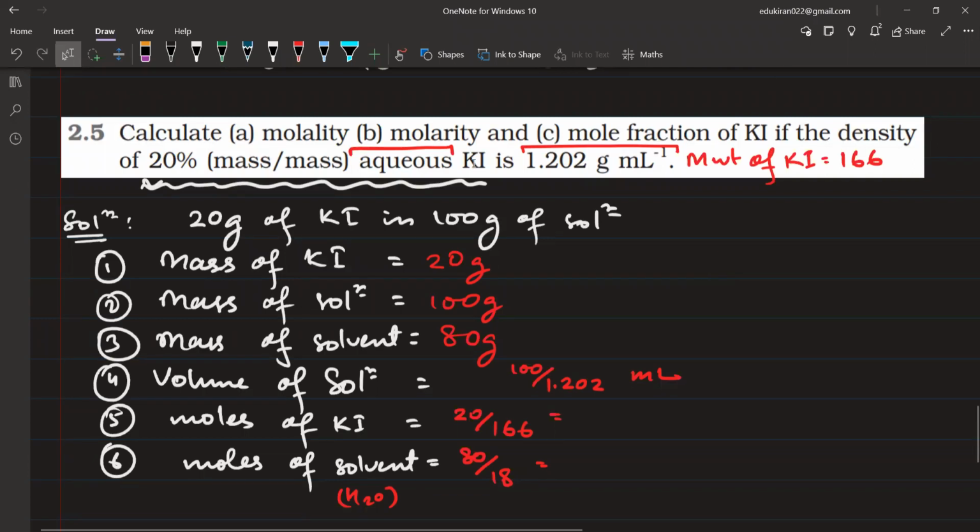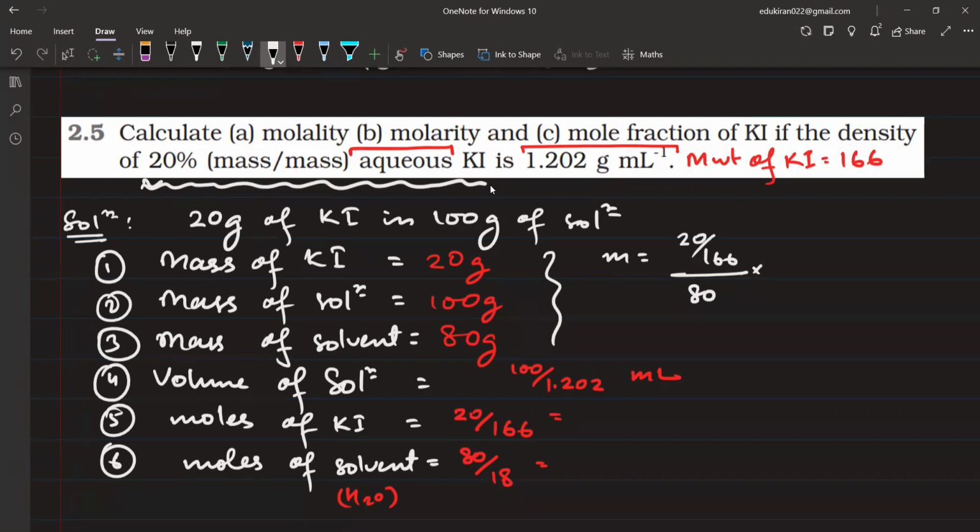Yes, Rabia, very good. Correct. Correct answer for molality. Okay, since we have all of these data, then our molality will be very easy. Molality will be equal to number of moles, that is 20 upon 166 divided by the mass of solvent in kgs. Solvent in kg will be equal to what? 80. आप इसको 1000 से मल्टीप्लाई कर दीजिए यहाँ पे, तो आपको kg में मिल जाएगा.